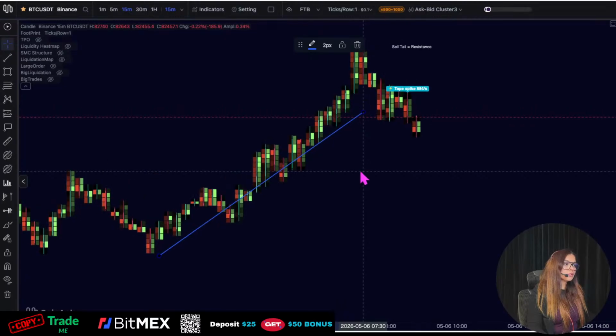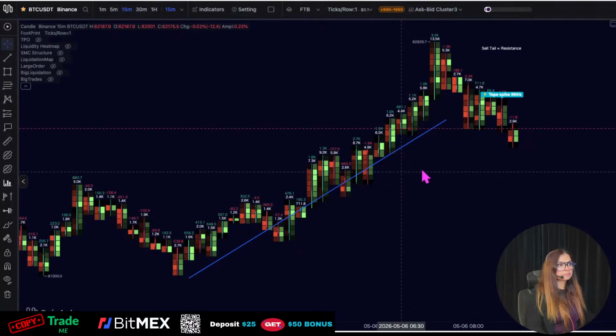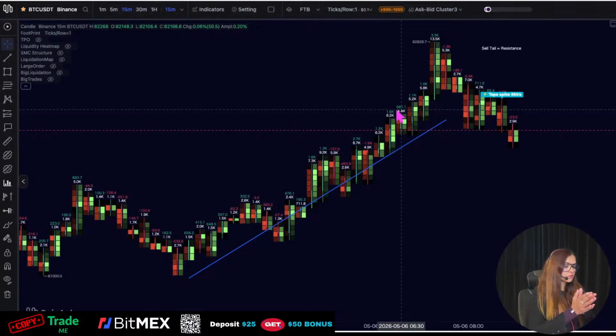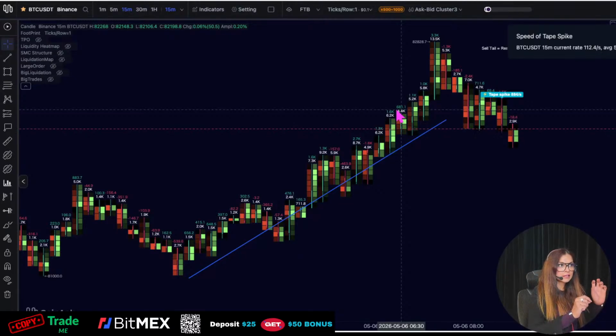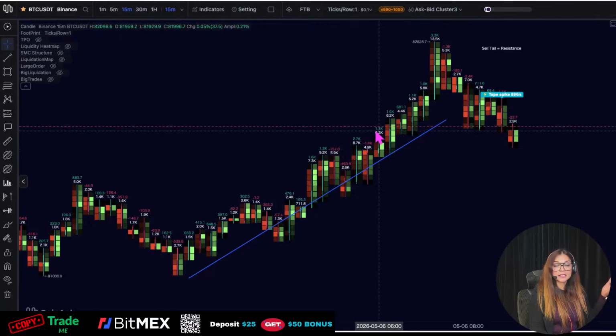And what we look at as per delta is the effort versus the result. Now, what does that mean? The effort versus the result on delta means that if we have a lot of effort, so we have a lot of buying on these 15-minute candles up here, and the result is showing that price is moving up, right? So this is effort buying, and the result is actually in line with the effort.